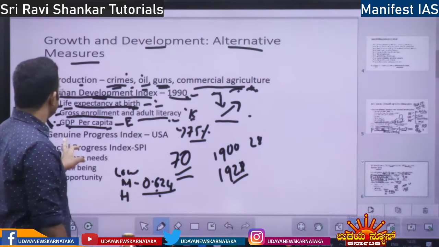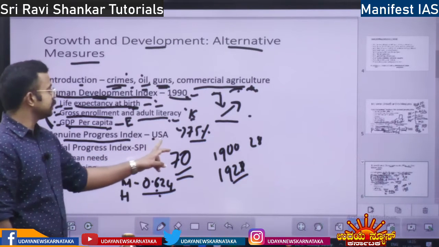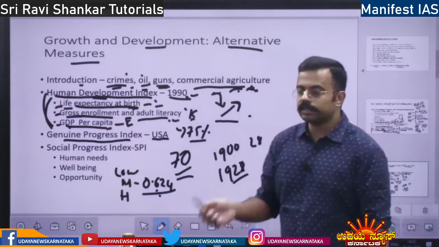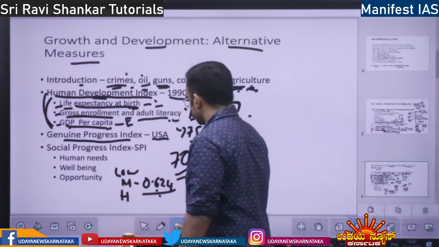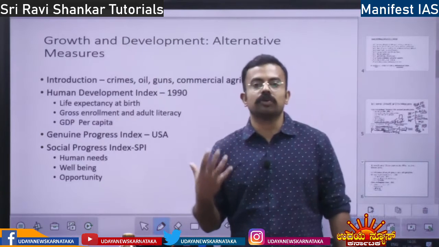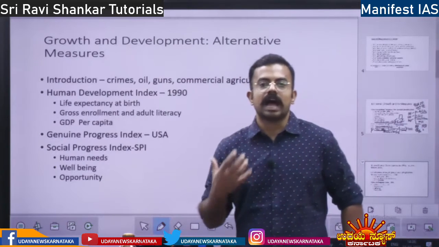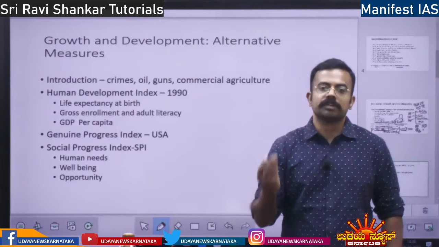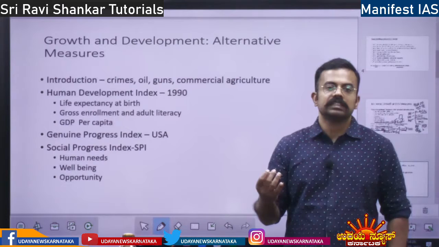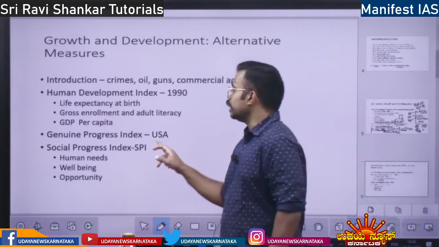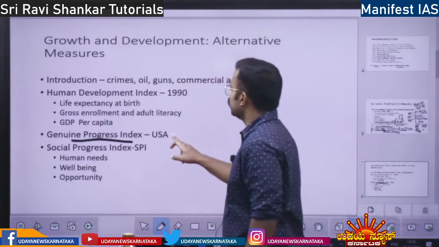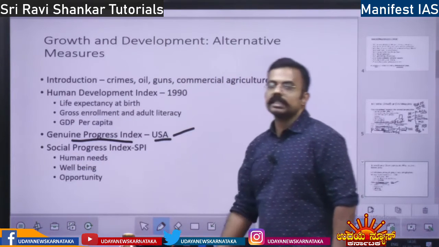Okay. We have the Genuine Progress Index, USA. Genuine progress, not just economic progress. Actually, is there any growth? Is there any progress in our life? Are we really progressing in terms of health, education, wealth, standard of living, leisure, all those things? That is measured by the Genuine Progress Index. It was given by USA economists.